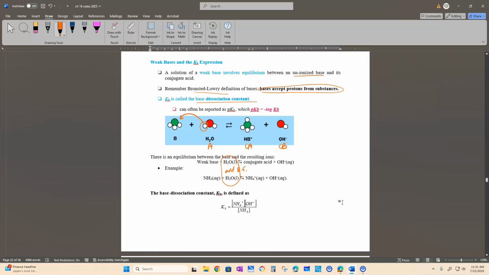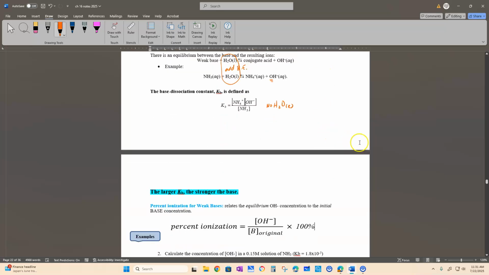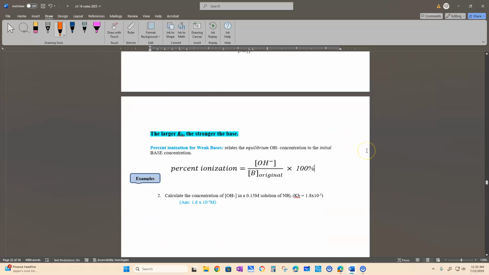Because the problem is this: if you don't, where the heck did the oxygen come from? It didn't come from ammonia, it had to come from the water. So one of those protons is going to come over to ammonia. I'm going to get my ammonium and my hydroxide. And then my Kb is products over reactants. And remember, no water in our Kb expression. Ladies and gentlemen, if you can do a weak acid, you can do a weak base. So let's try one.